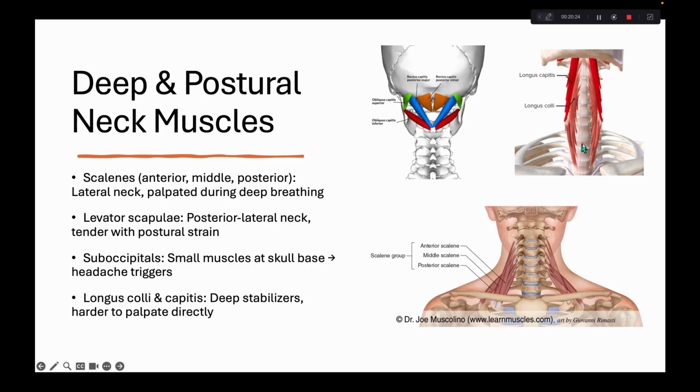Last, we have the longissimus capitis and the longissimus cervicis. These are deep stabilizer muscles. They're hard to palpate directly. So typically what we're going to be doing when we're trying to get these deep muscles is just work slow and with intention to kind of get to these muscles. A lot of times what I do is I'll hold on to the skull and kind of rotate the head back and forth just to get different muscles.